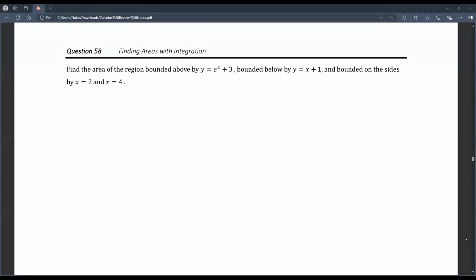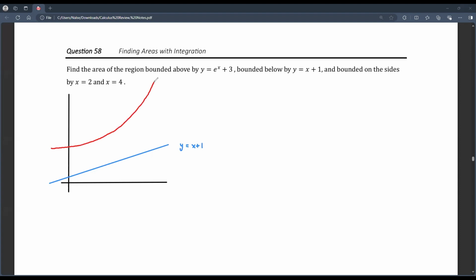Let's start this question by sketching the given curves in the xy plane. The line y equals x plus 1 forms the lower boundary of the region, and the exponential y equals e to the x plus 3 lies above it, working its way up and to the right in the coordinate plane. The vertical lines x equals 2 and x equals 4 form the left and right-hand bounds of the region. Our job is to find the area of this region, which we are now shading in yellow.